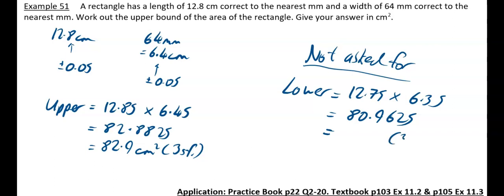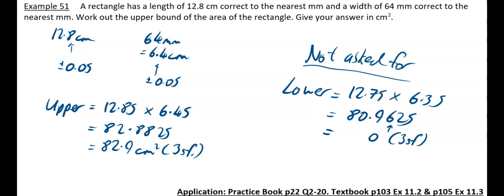So if I'm going to give this to 3 sig figs, let's investigate. My 8 would be the first significant figure. My 0 would be my second sig fig. My 9 would be my third. So we'll get rid of those. And my check figure then is my fourth one, which is my 6. Now because this 6 is 5 or above, I round up my 9.